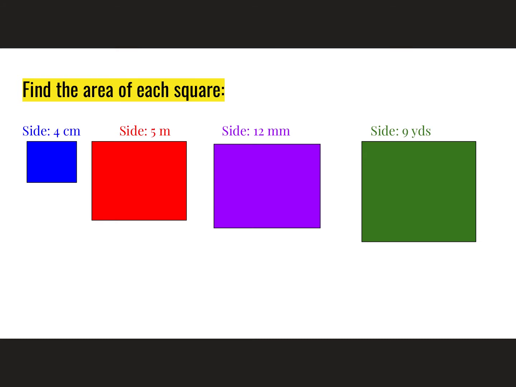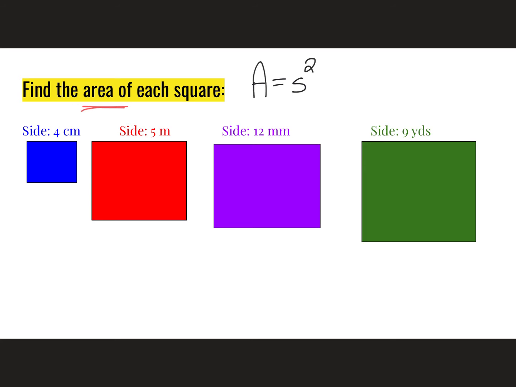So the first thing we are asked to do is find the area of each square. I have 4 squares here, each with different side lengths, and I am being asked to find the area of each square. So the first thing I need to remember is, how do I find the area of a square? Well, remember, the area of a square equals my side length squared.